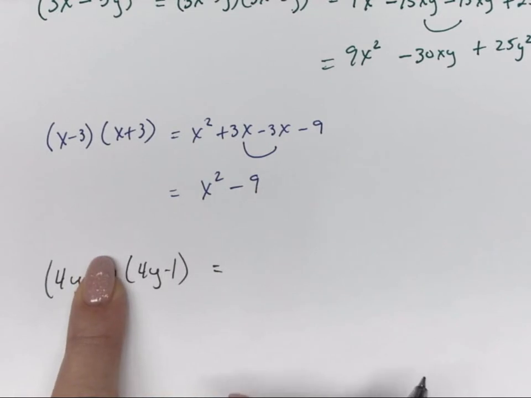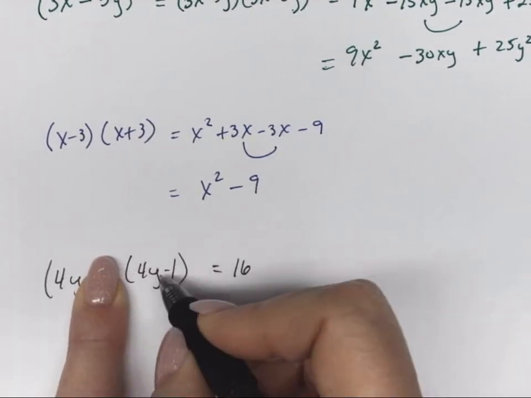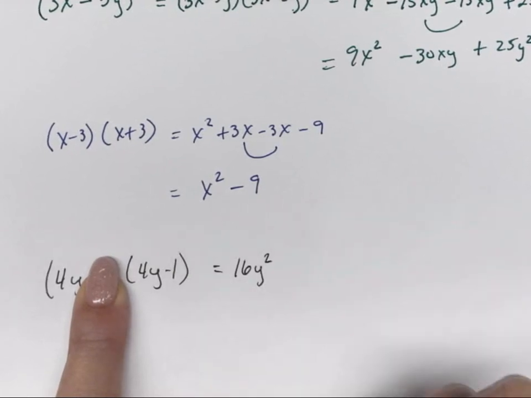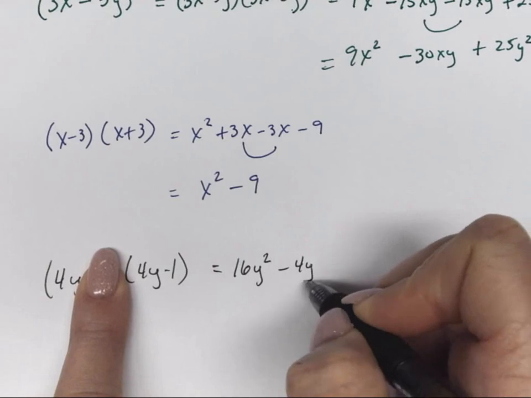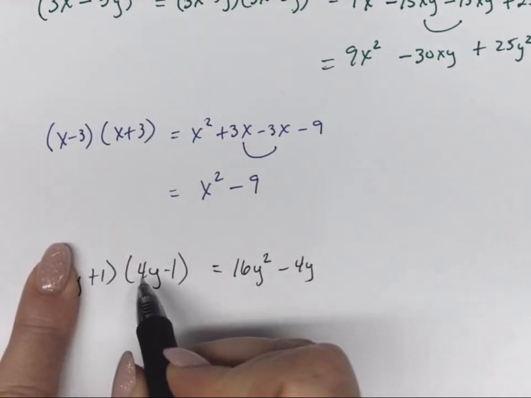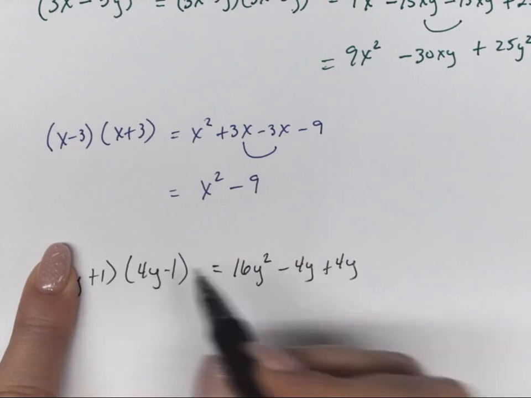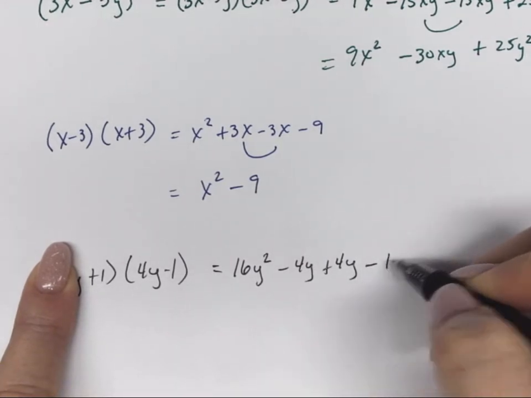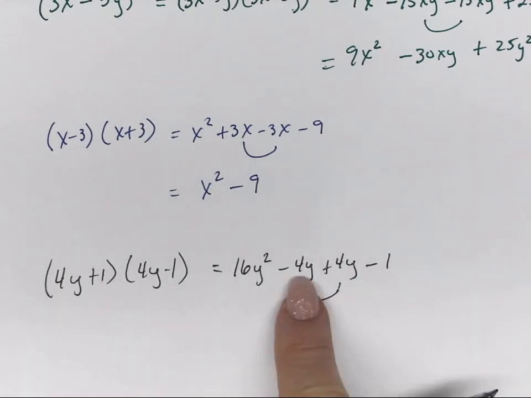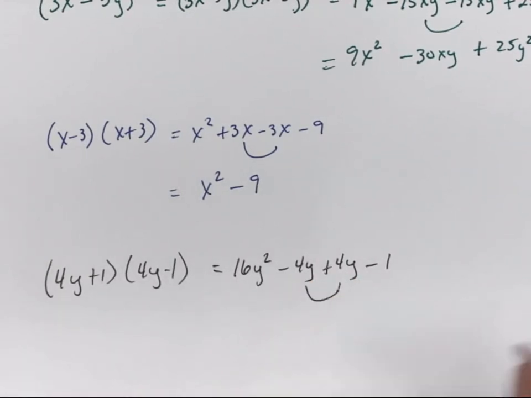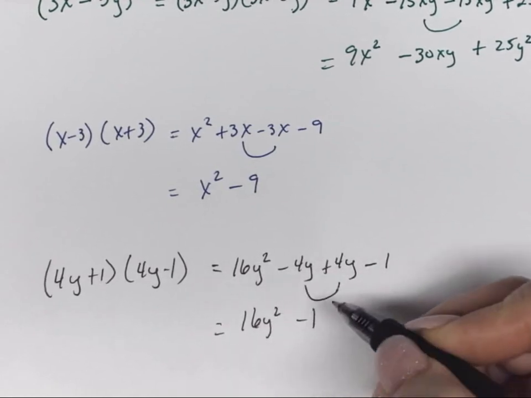So 4y times 4y, 4 times 4 is 16. Y times y will be y squared. 4y times negative 1 would be negative 4y. Positive 1 times 4y is plus 4y. And positive 1 times negative 1 would be negative 1. Now again, the middle terms, they are opposite signs and exactly the same, so they will cancel. We'll end up with 16y squared minus 1.